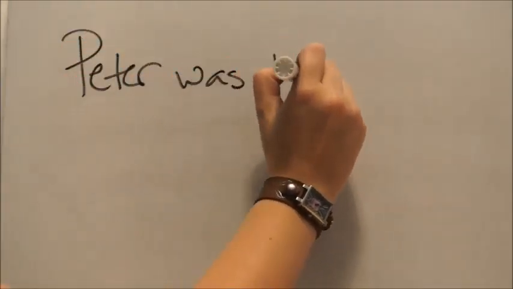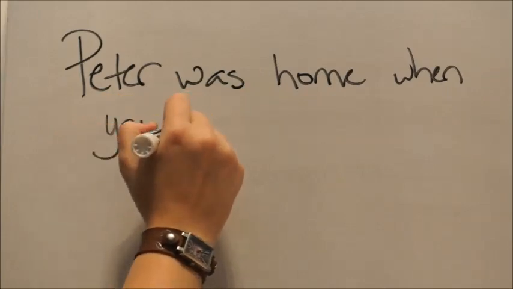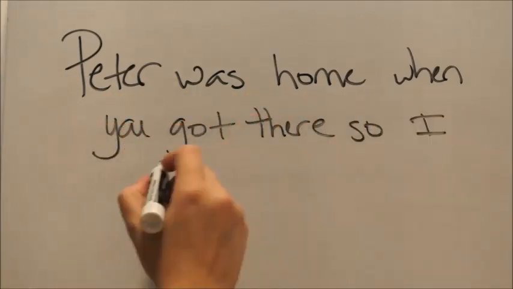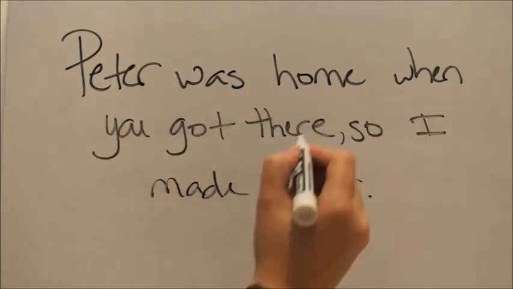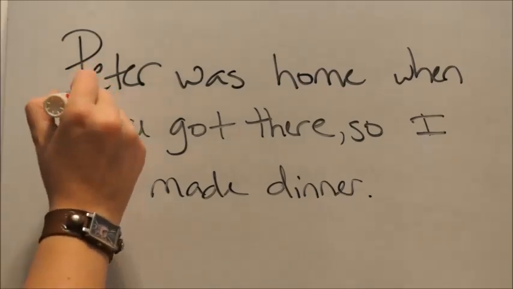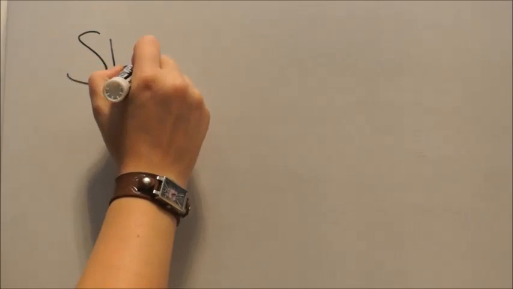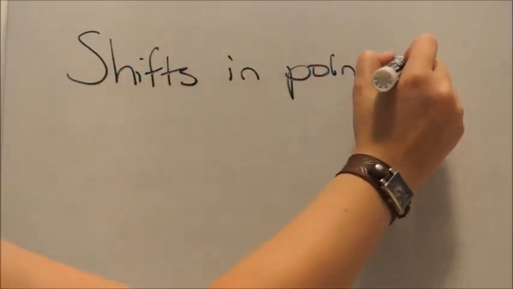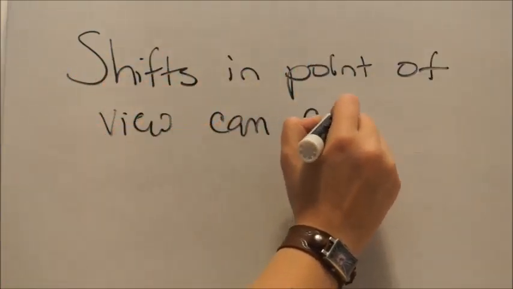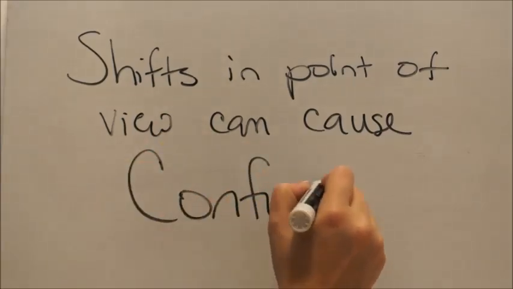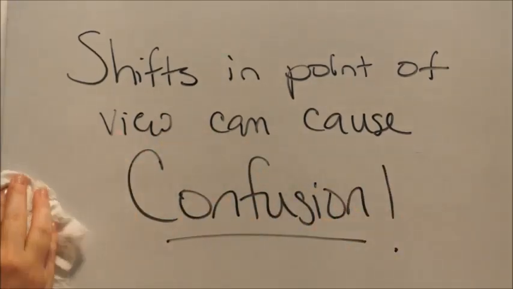Now, let me show you here in an example of why you would change person. Let's look at this sentence. If you say, Peter was home when you got there, so I made dinner. All right, well, think about that for a minute. Technically, Peter is third person, you is second, and I is first. So you have three different persons here, but it logically makes sense. You're talking about three different people. So the problem here is when you have a shift in point of view that leads to confusion, that causes the reader to not understand what it is you mean.